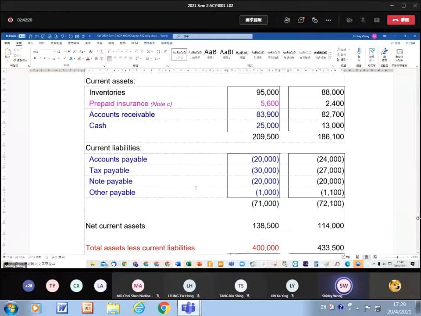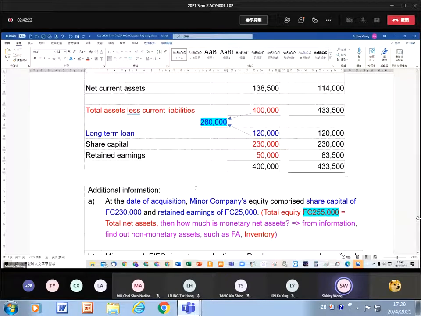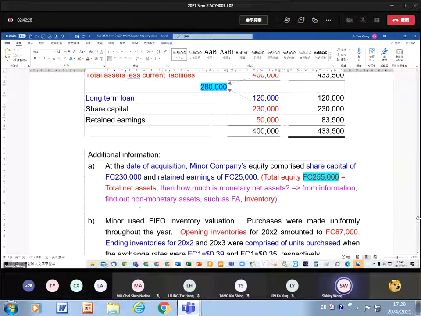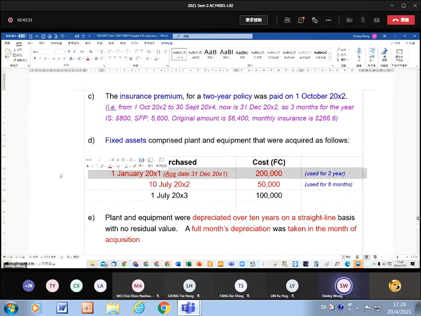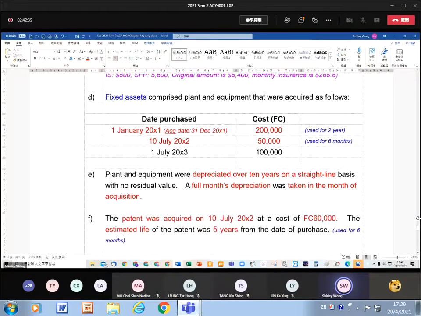So we already know that the opening and the closing, because the information does not give you the opening, the acquisition date statement of financial position. So we need to base on the information and to guess how much is that. And then the insurance, we have talked about that. The fixed assets, we have talked about that. And remember, it says that all the plant and equipment can be used for 10 years using the straight line method. And then there will be a full month's depreciation in the months of acquisition. Therefore, for this purchase on 10th of July, you will calculate the depreciation for 6 months, from July to December 2002.